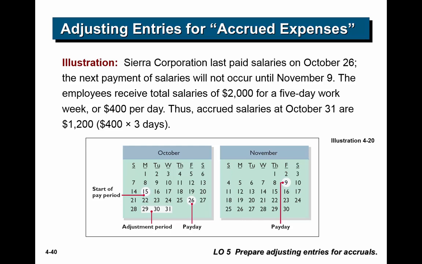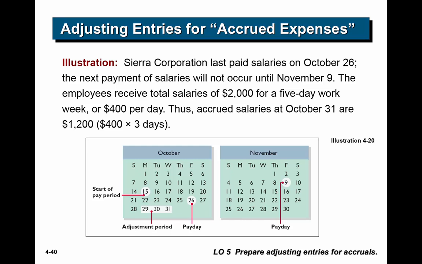Another example, they last paid salaries on October 26th. Their next payday won't occur until November 9th. The employees receive total salaries of $2,000 for a 5-day work week, or $400 per day. That means if we go from, we paid on the 26th, so we owe for the 27th, just for the work day.